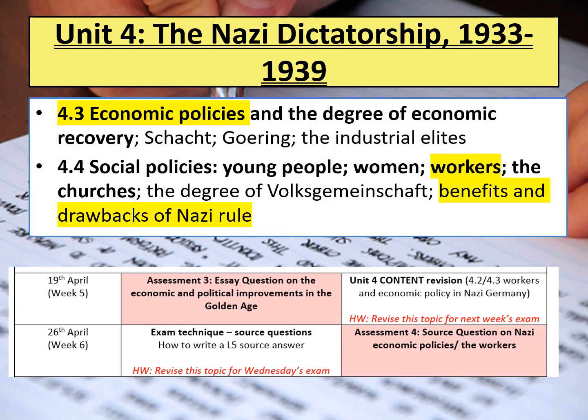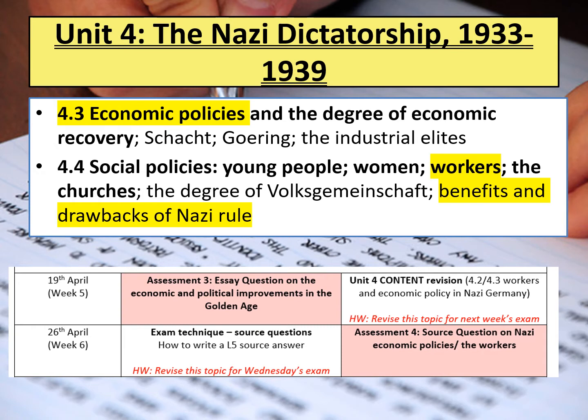Now this is going to focus on two areas that you need to know about. It's going to go over some of the key things that you need to know for 4.3 economic policies, and then it's also going to go through some of 4.4 and think about the workers, what their policies were towards them, and what the benefits and drawbacks of their policies were.